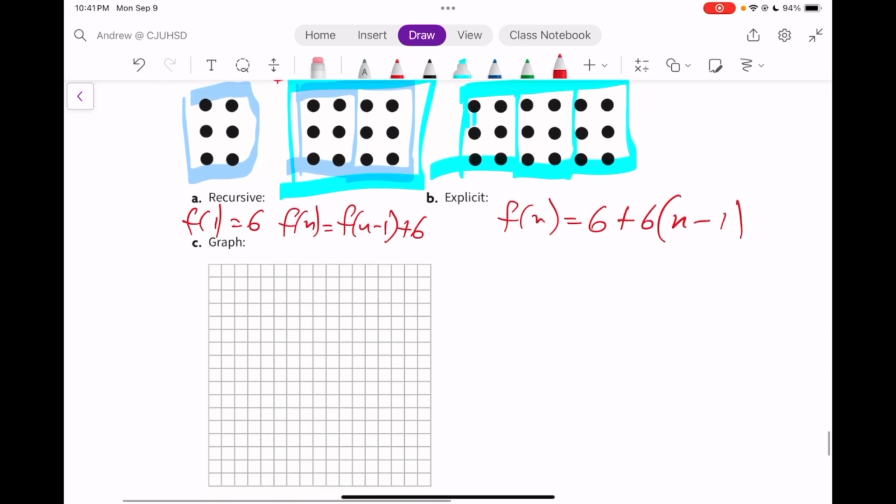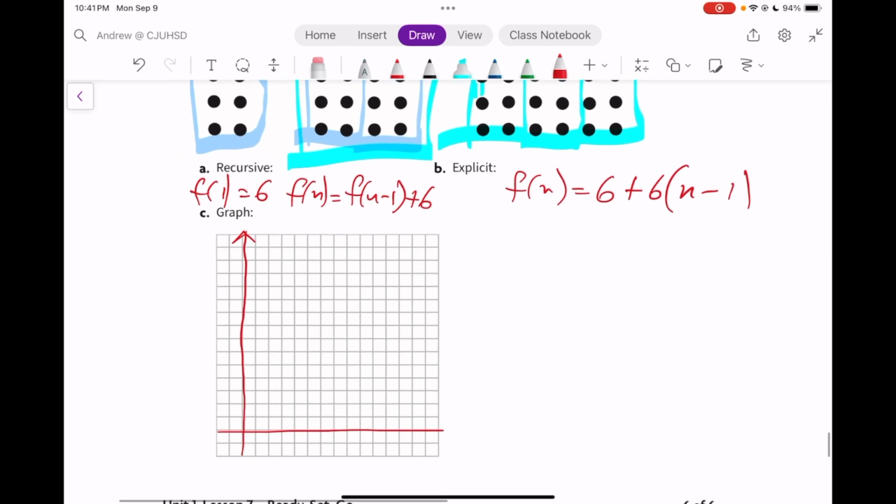And for my graph, this is going to have a very steep graph on it. I messed up. The iPad version doesn't have a ruler. On the Windows version, it does. So maybe one of these days they'll put a ruler in this thing.